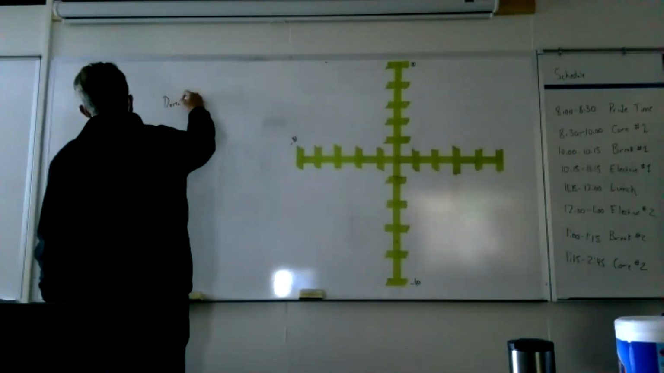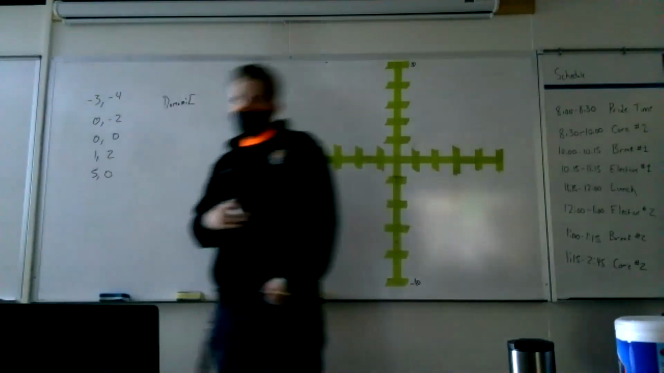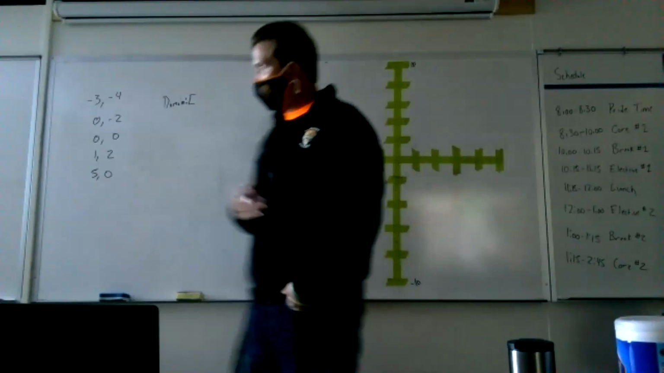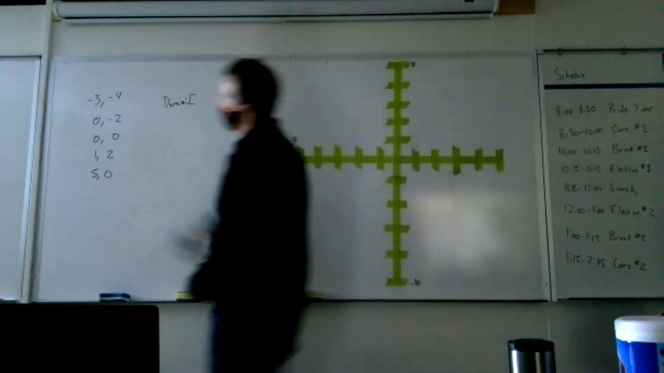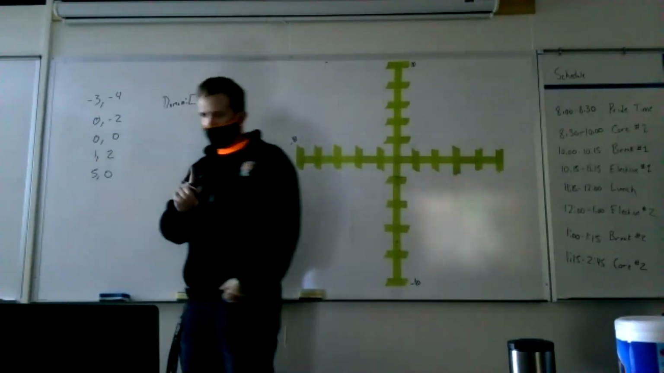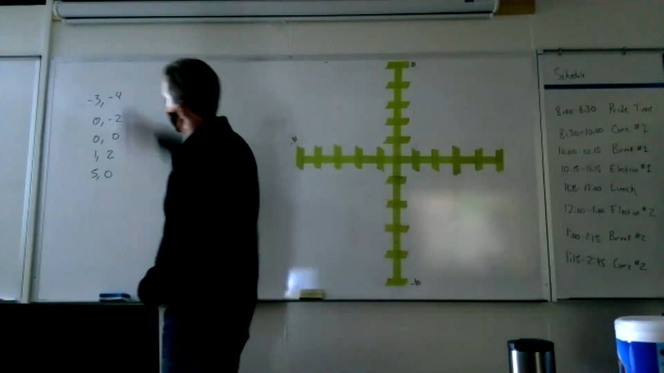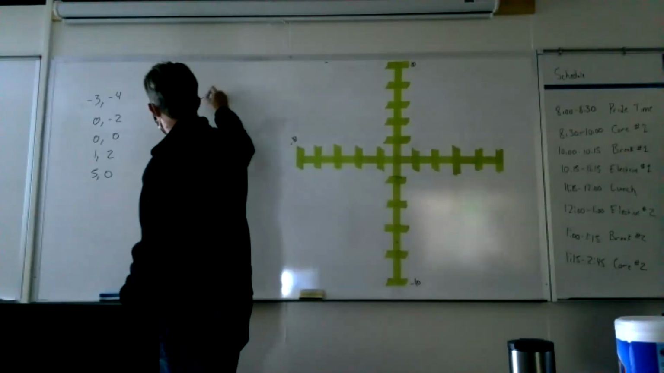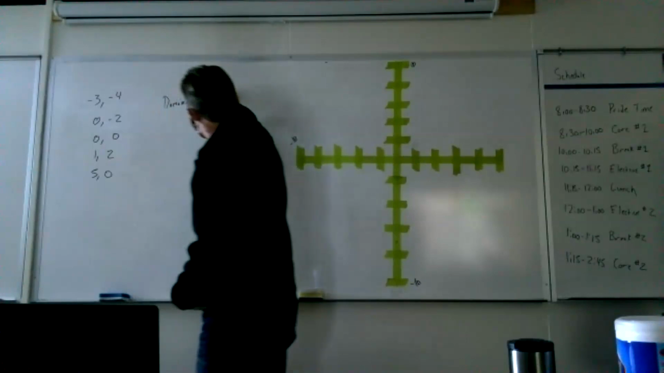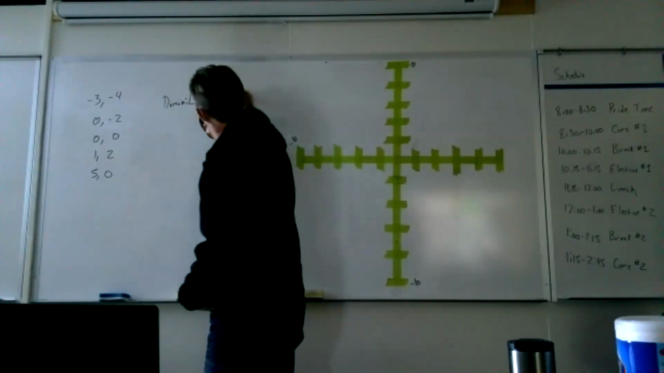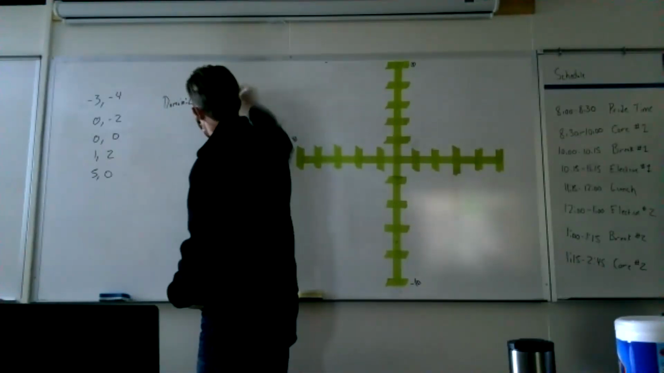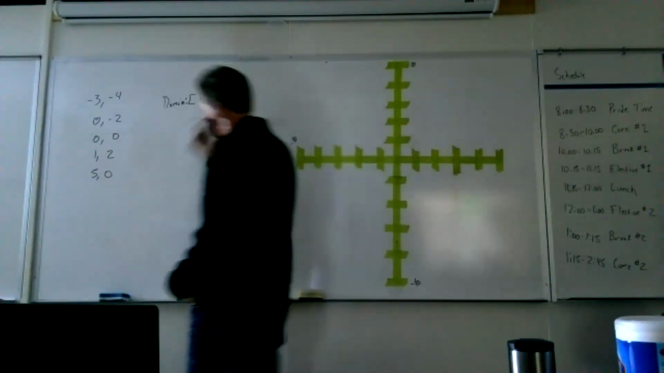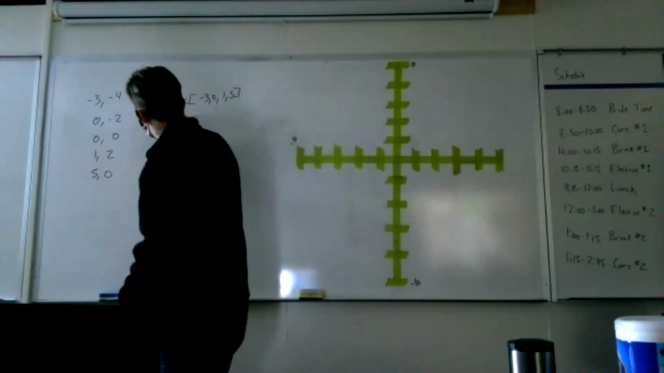So the domain, once again, is all of our x values listed from least to greatest. For any duplicates, like these zeros, you only have to record them one time. So the smallest value that I have as an x is -3. Then I have a 0, and I have a 1, and I have a 5. That's my domain.